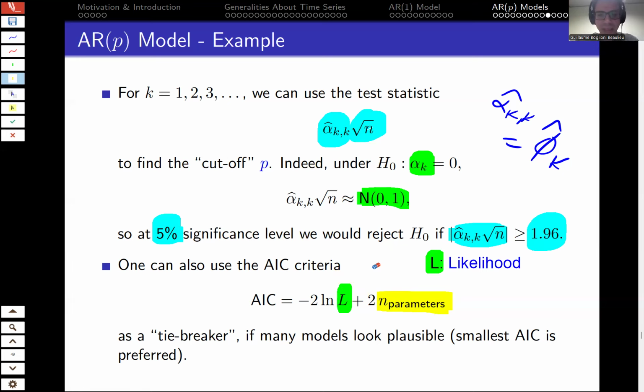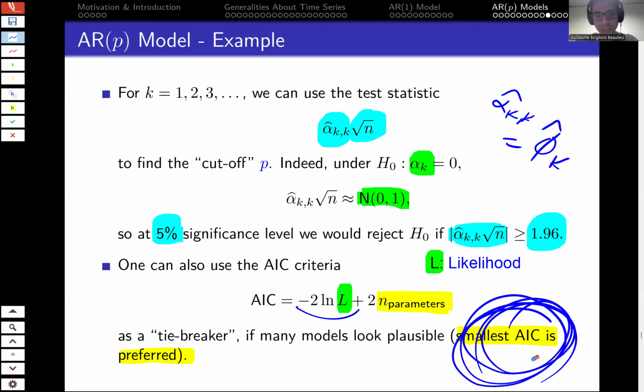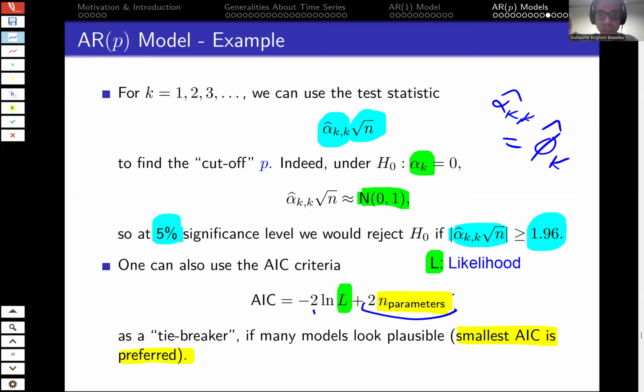So the AIC, in essence, is finding a balance between a good model, meaning one that has a good fit, a high likelihood, and a model that has few parameters, because a small AIC is preferred. A small AIC, because there's a minus here, actually means you want the likelihood to be big, because as the likelihood gets big, this whole thing gets small, and then you are minimizing the AIC. But you are adding this, which is a penalty.